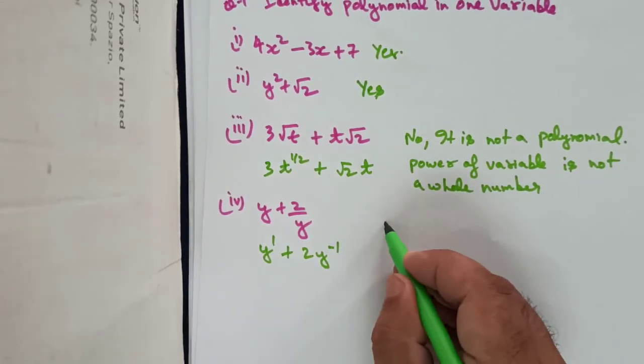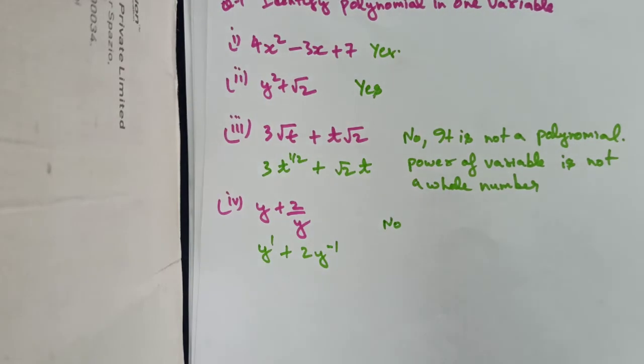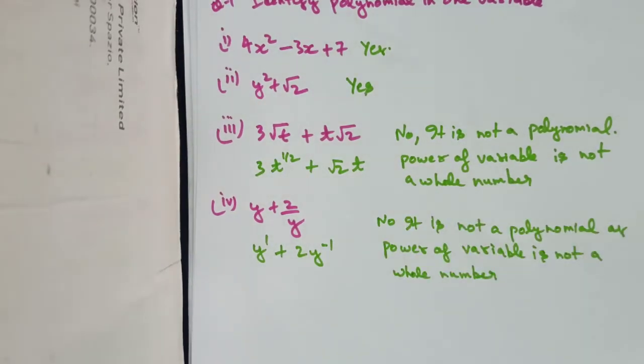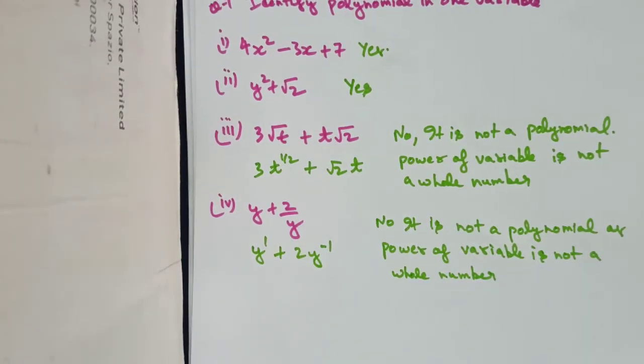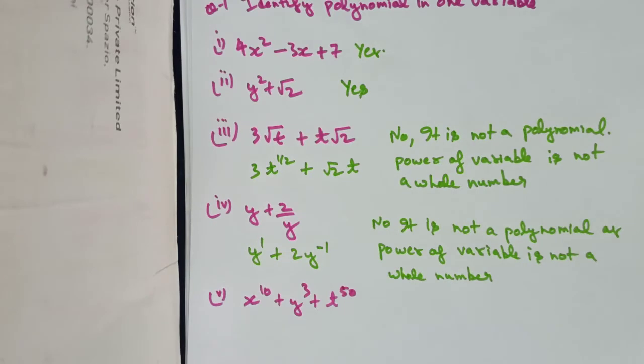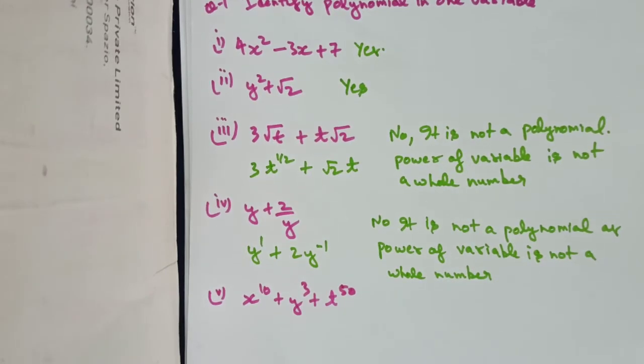So again it is not a polynomial. I suppose it is clear, it is not a polynomial, since the power of the variable is not a whole number. Now here in the fifth part, x power 10 plus y power 3 plus t power 15.